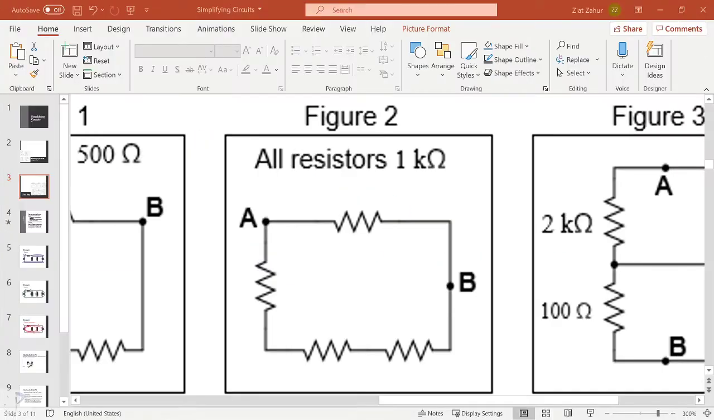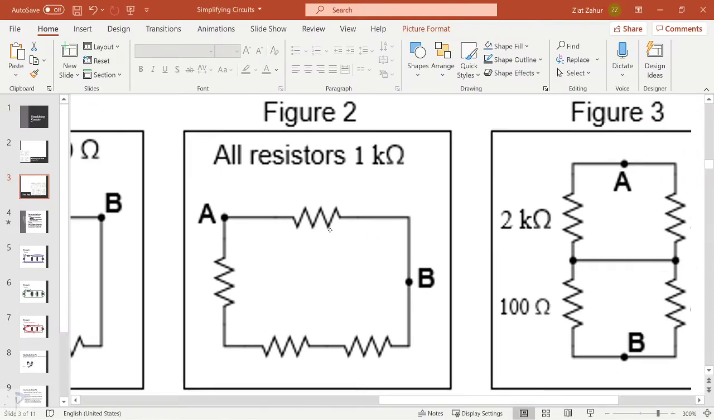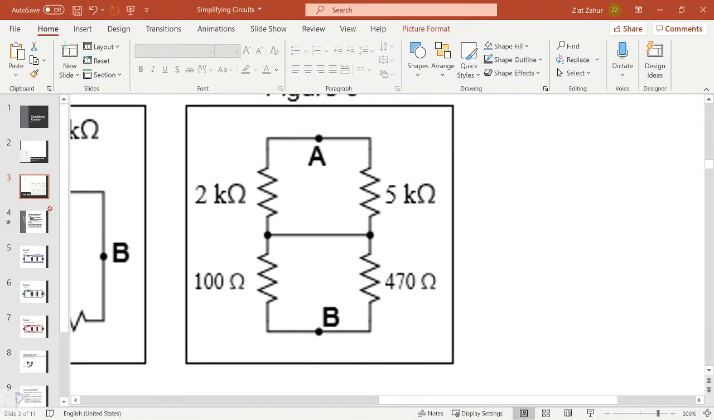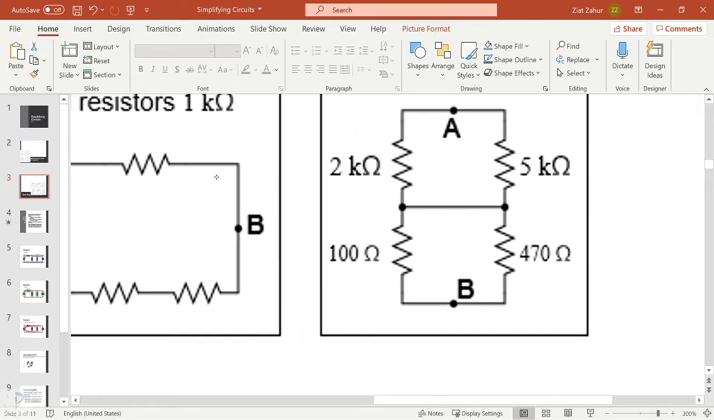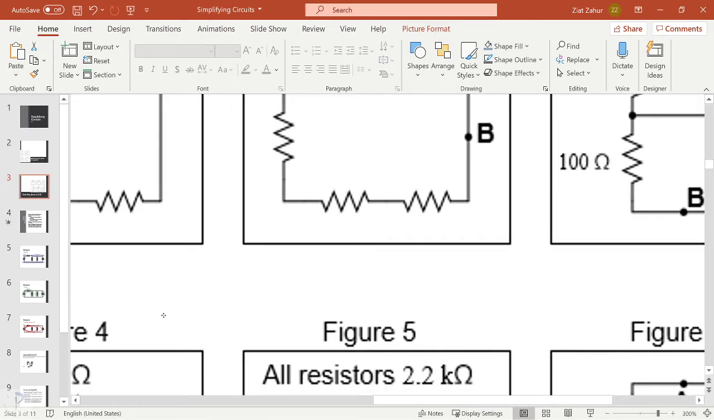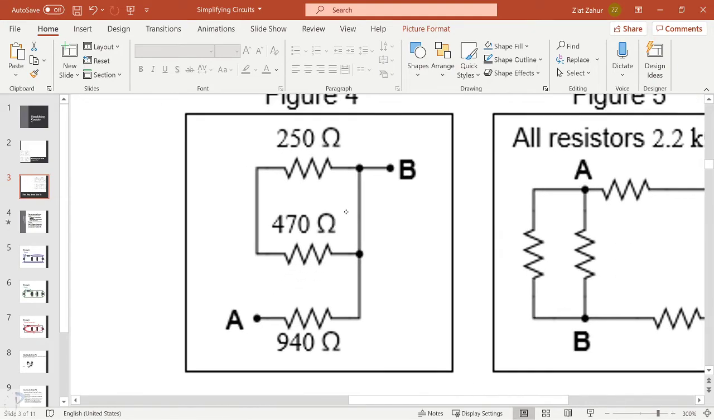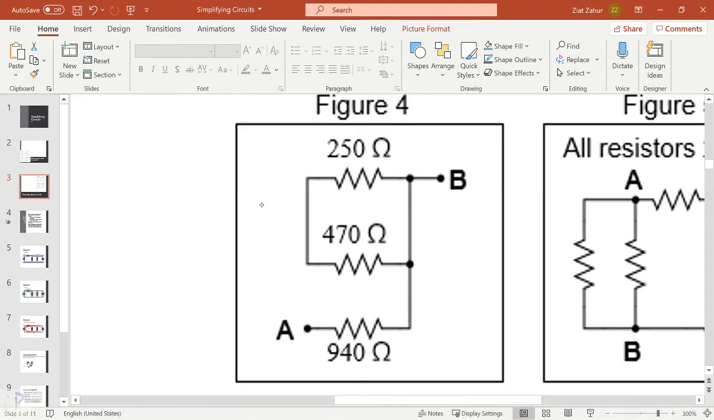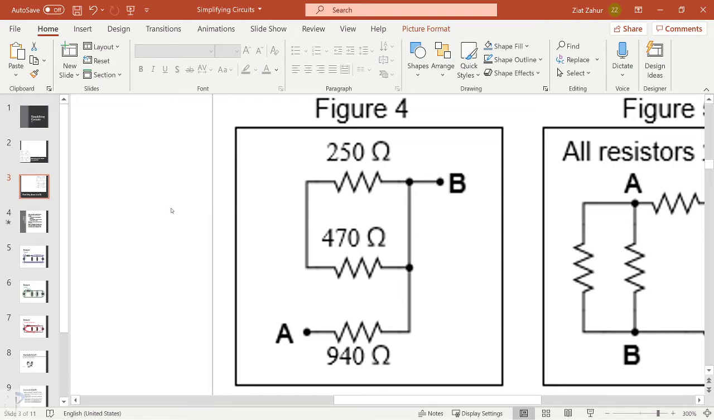Alright, these are a little too easy, huh? I am going to skip this one because it looks familiar. Ah, here we go. Let's try some harder ones. Figure 4. Ooh, gotta be careful. Don't want to slip on any banana peels.